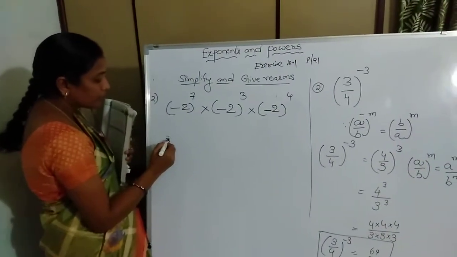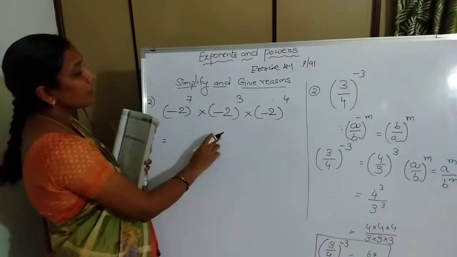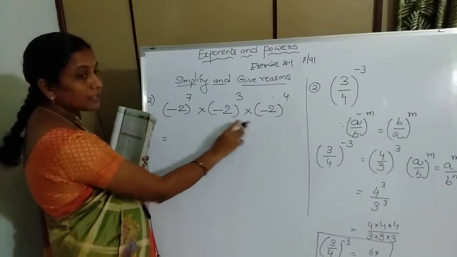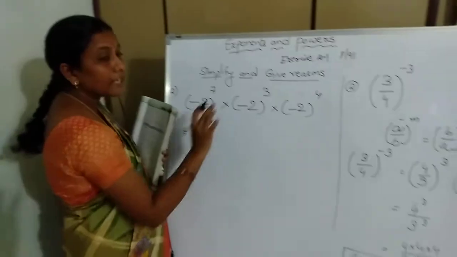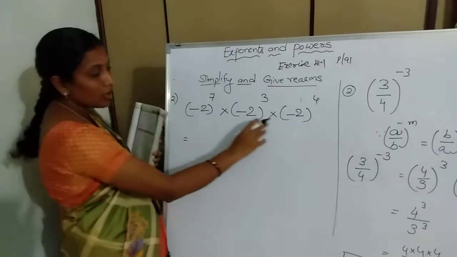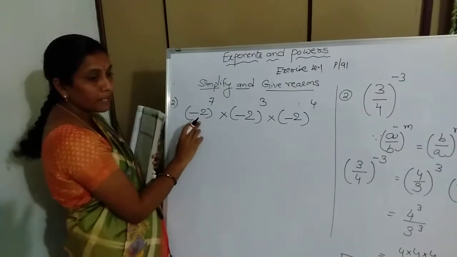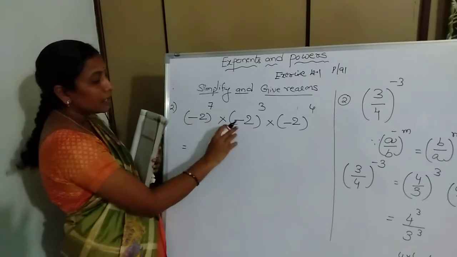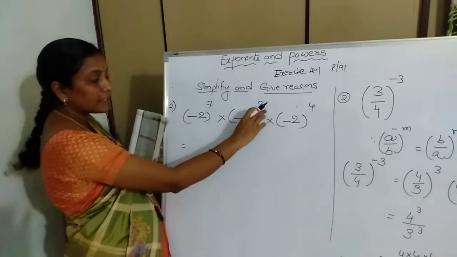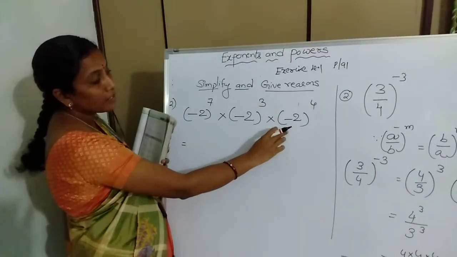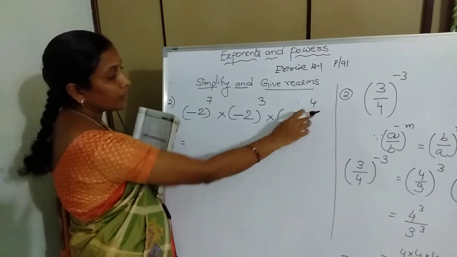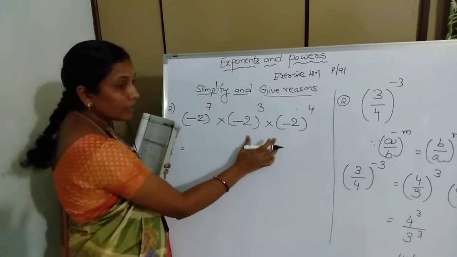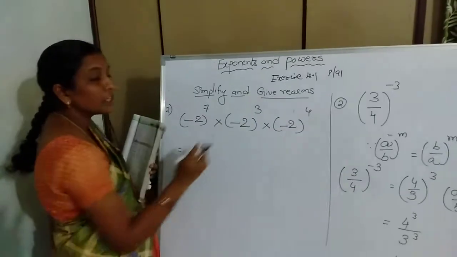To simplify this problem, what is the common property here? Here the bases are equal. Minus 2 is the base and 7 is the exponent. Here minus 2 is the base and 3 is the exponent. Here minus 2 is the base and 4 is the exponent. All the bases are equal and they are multiplying each other.